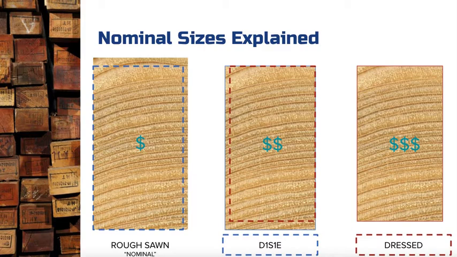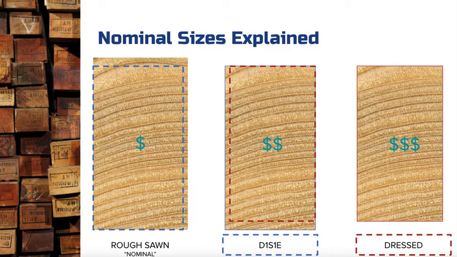And there are three main states we talk about. The first is rough sawn, like we said. That's the nominal size. That's the largest of the dimensions. This has got a furry finish on it, splintery looking, looks as raw as possible to what you'd expect if you cut a tree down.